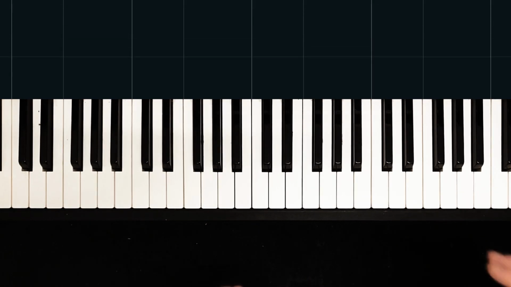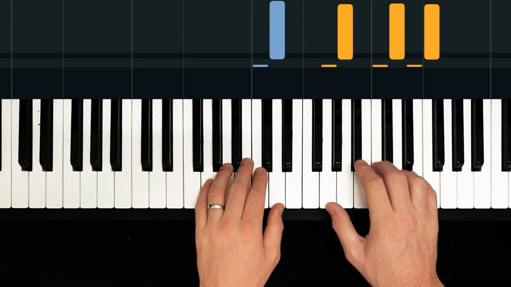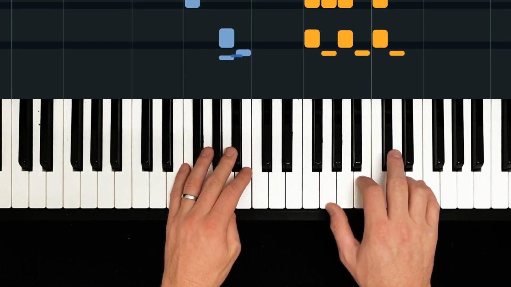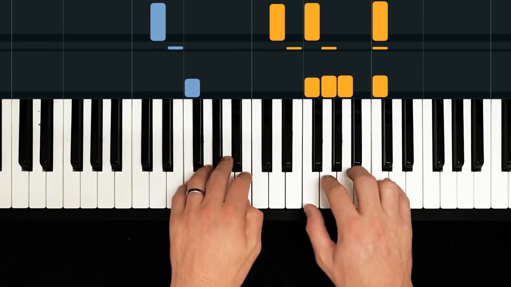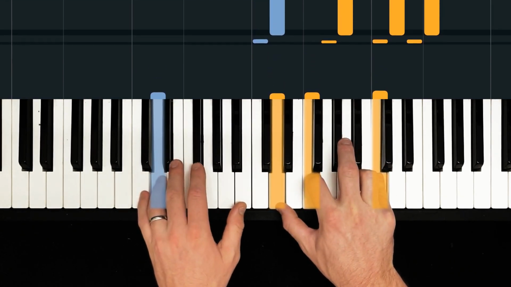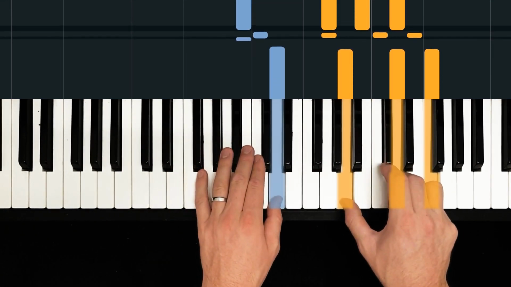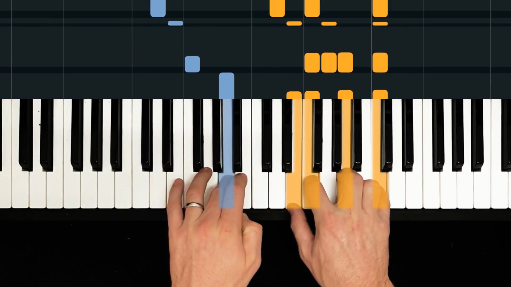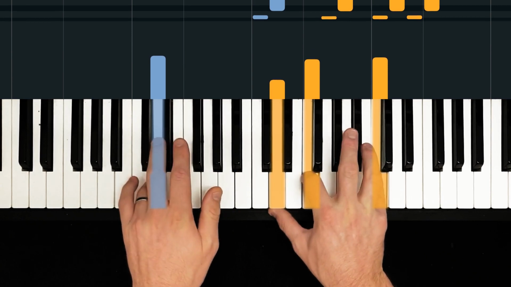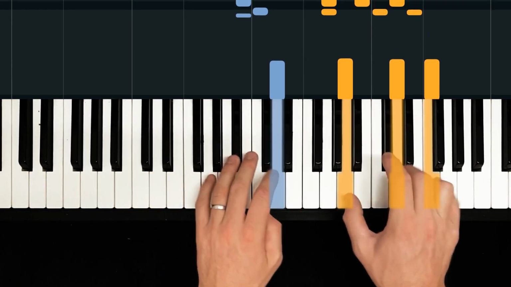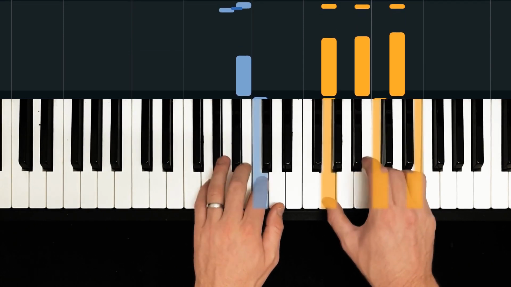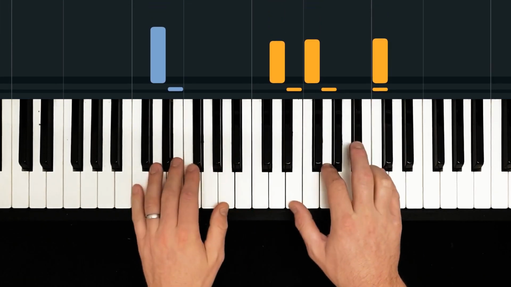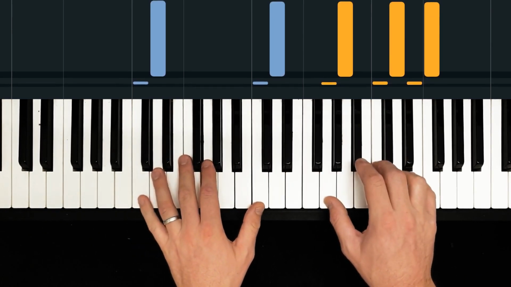So chord progression A, B, C, and D. Starting off with A. Now chord progression B. And now chord progression C. And then to D to finish us off.